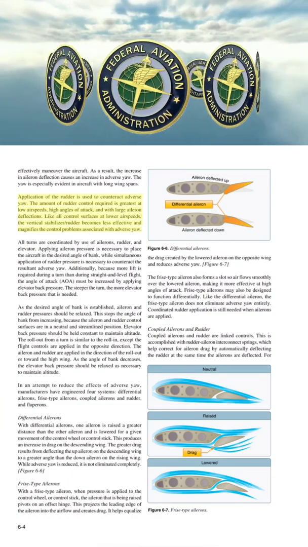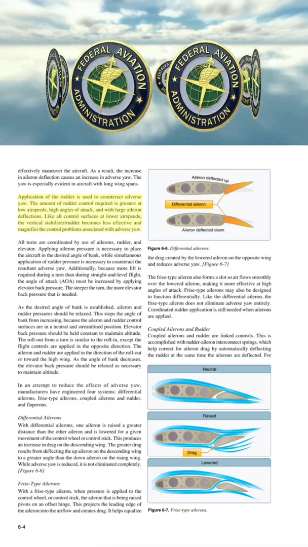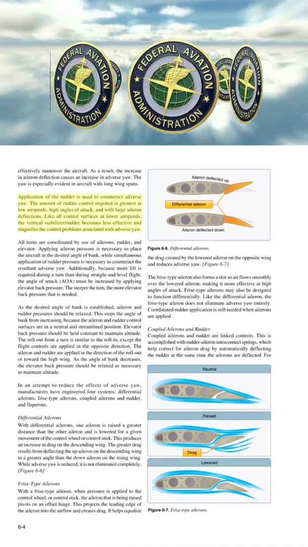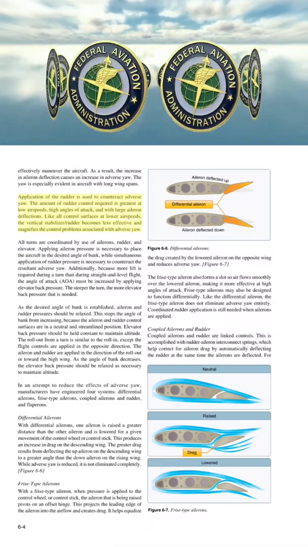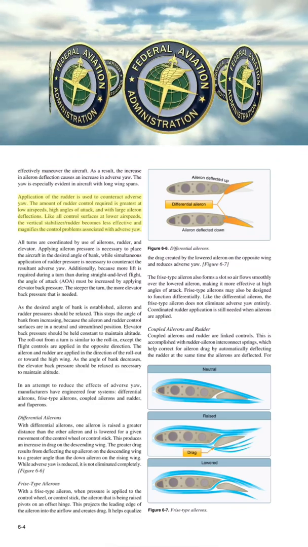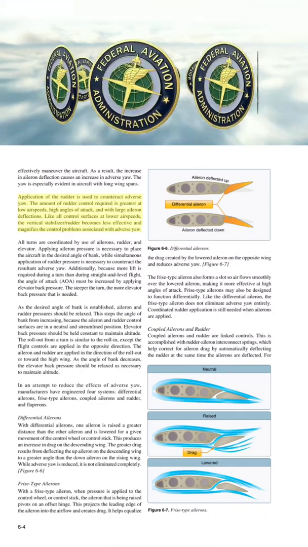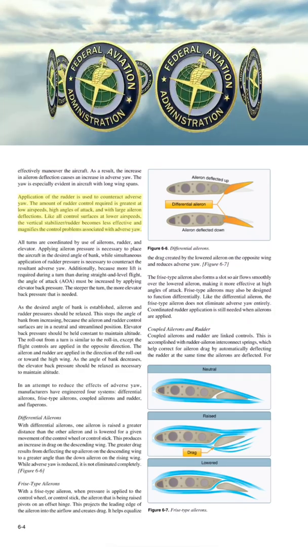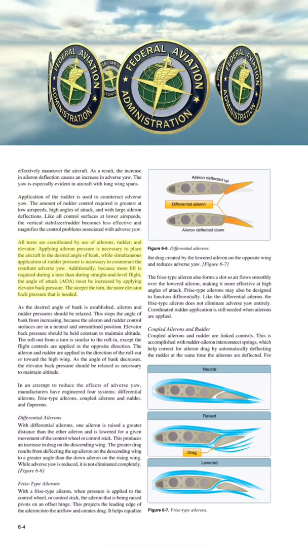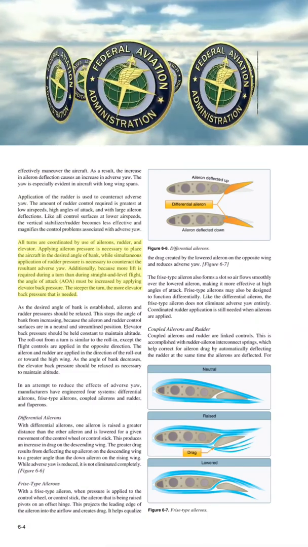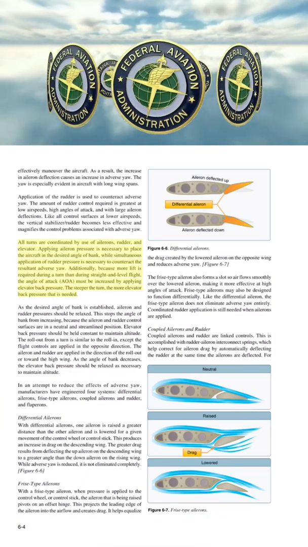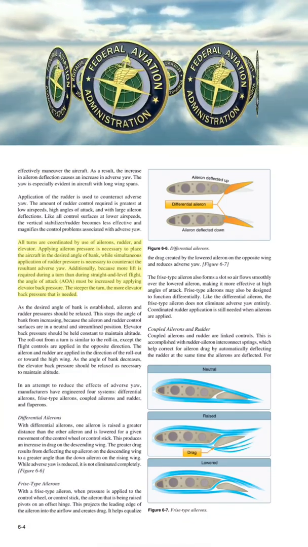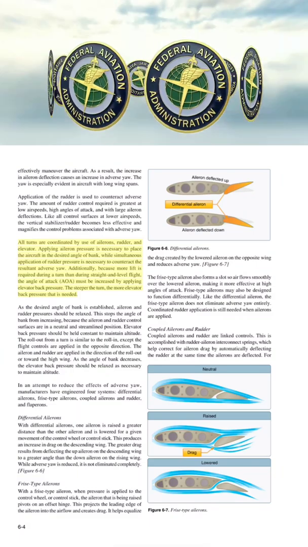Application of the rudder is used to counteract adverse yaw. The amount of rudder control required is greatest at low airspeeds, high angles of attack, and with large aileron deflections. Like all control surfaces at lower airspeeds, the vertical stabilizer, rudder, becomes less effective and magnifies the control problems associated with adverse yaw. All turns are coordinated by use of ailerons, rudder, and elevator. Applying aileron pressure is necessary to place the aircraft in the desired angle of bank, while simultaneous application of rudder pressure is necessary to counteract the resultant adverse yaw.